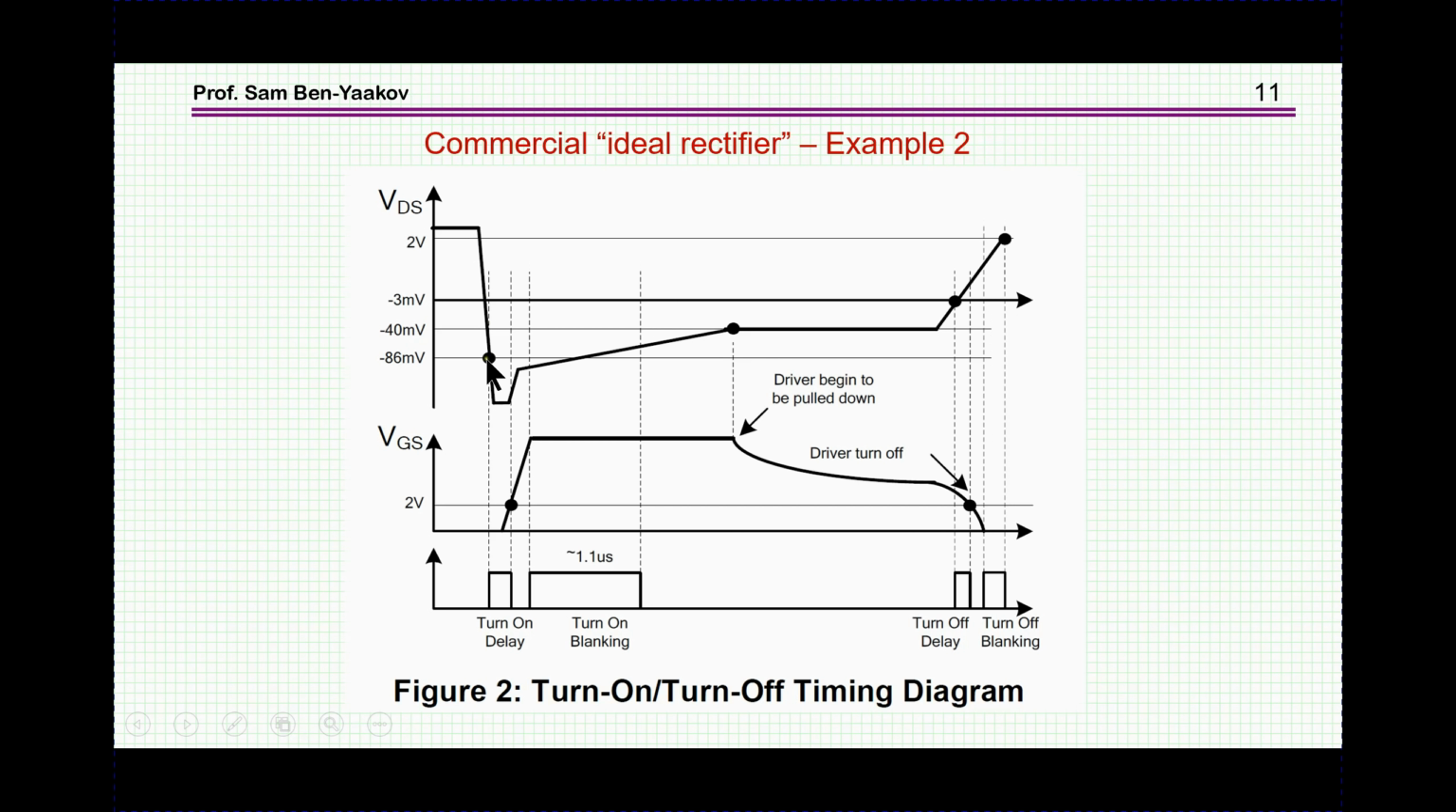Here it starts to conduct, the voltage is reversing, and as we can see, when it reaches minus 86 millivolts in the forward direction, the unit is actually triggered, and the gate voltage starts to rise. It takes a certain delay until we get to the 2 volt, which is, say, the threshold voltage of the MOSFET, and then it goes all the way up to the gate voltage.